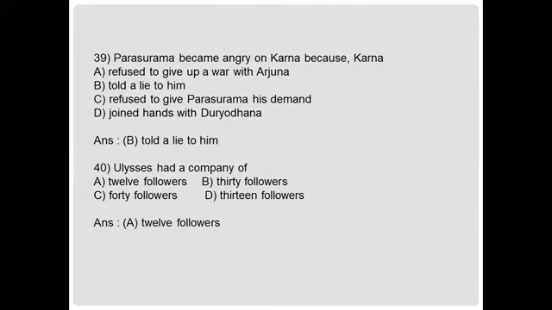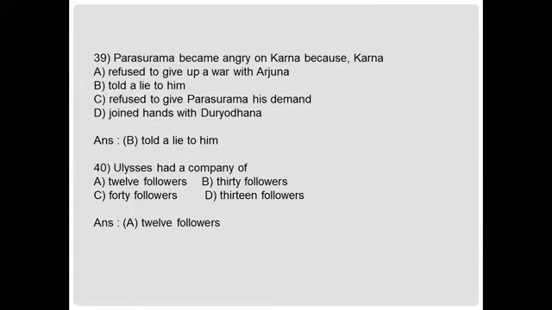Parasurama became angry on Karna because Karna A. refused to give up a war with Arjuna, B. told a lie to him, C. refused to give Parasurama his demand, or D. joined hands with Duryodhana. And the answer is option B. Told a lie to him.